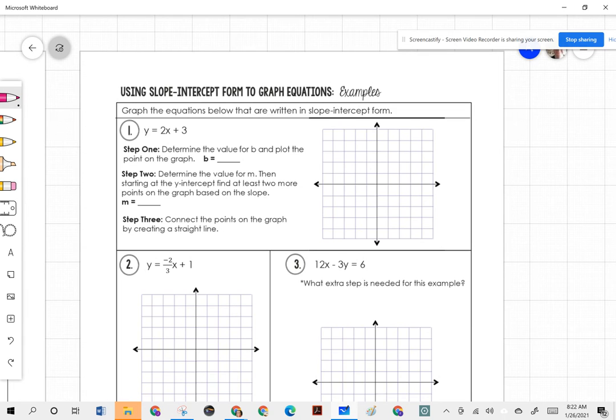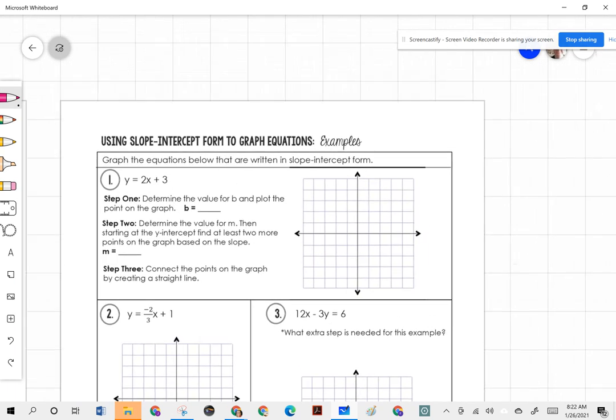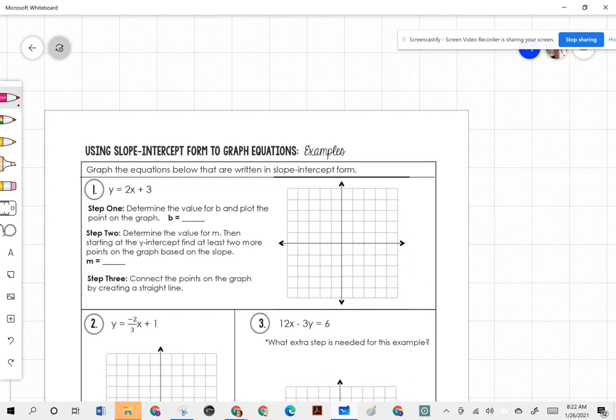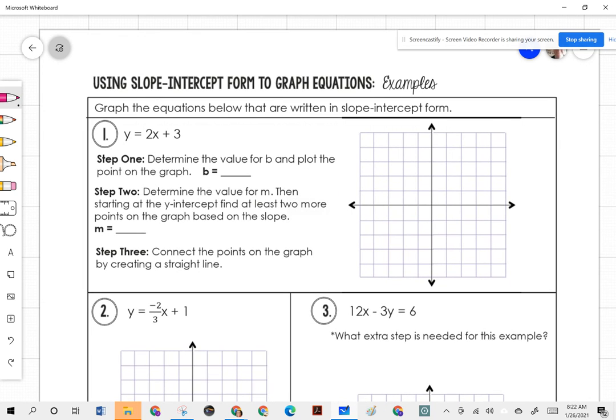Graphing equations. So it says number 1, we are given our equation right here. Determine the value for b and plot the point on the graph. So remember that the b is our y-intercept. That is going to be when x is 0.